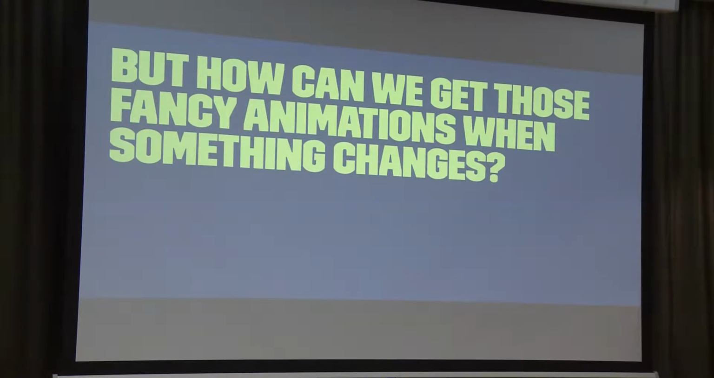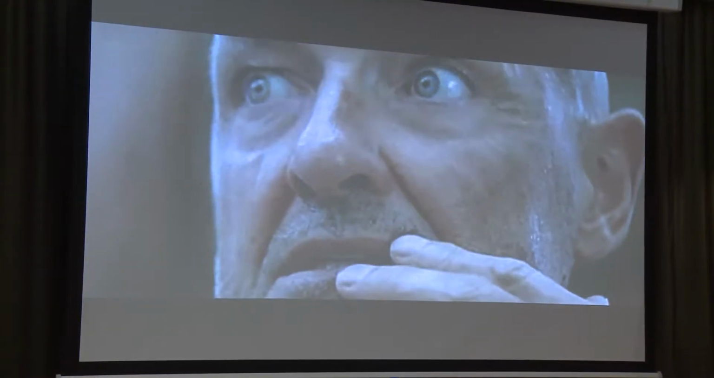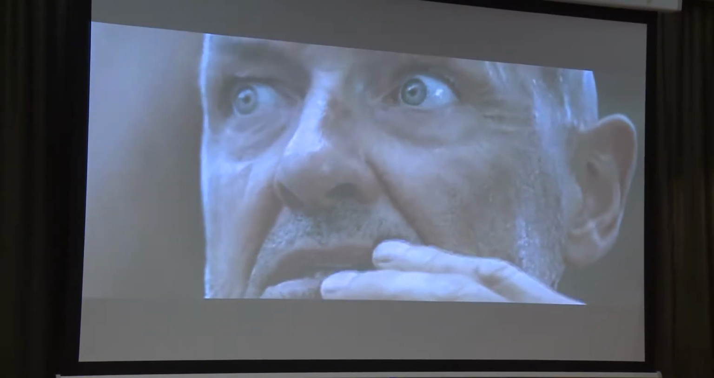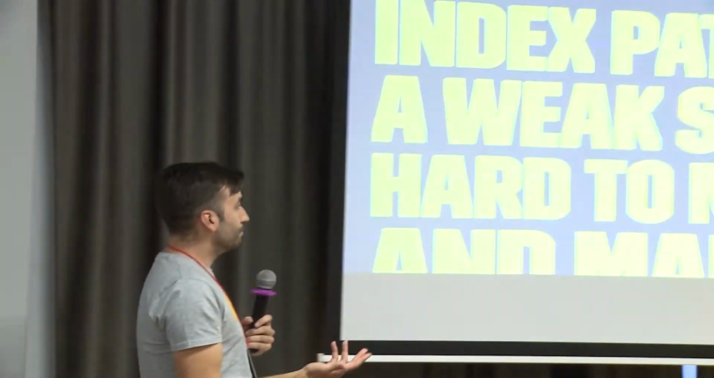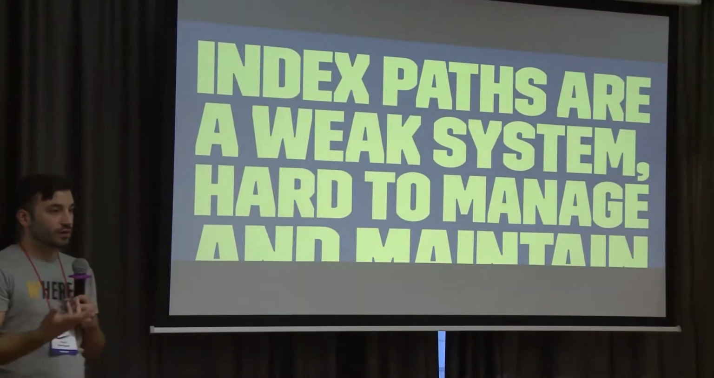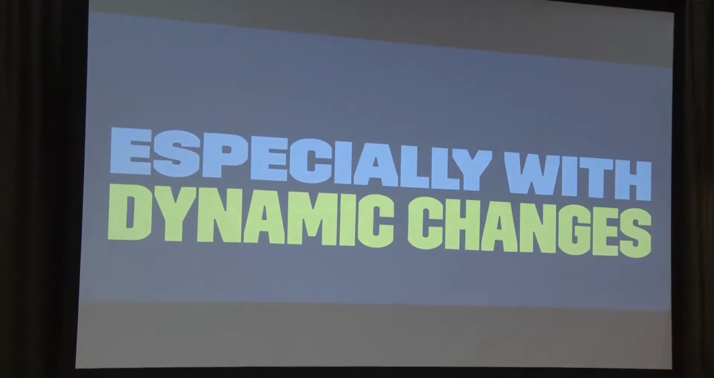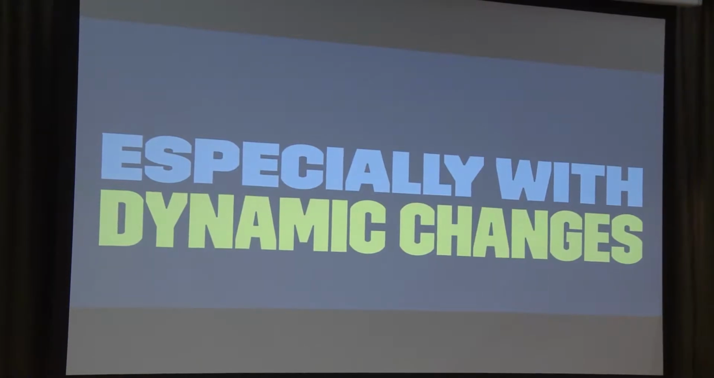It's not that easy to manage these kinds of things. And the thing is, how can we get these animations that look really nice instead of reloading all the things? And that's the moment where we start to be scared about all this mutation and the crashes that happen when you have an inconsistent data source. So it's kind of hard to do something like this. And index paths essentially are a weak system, which are really hard to manage and maintain, especially when we need to deal with dynamic changes. They are really hard to reason about.